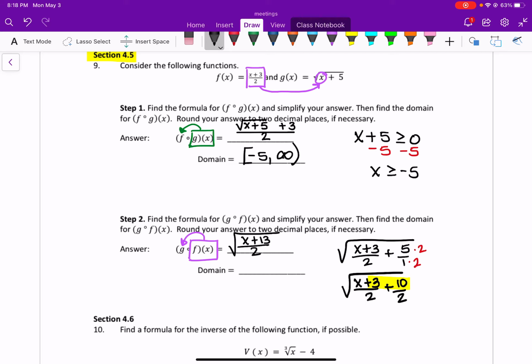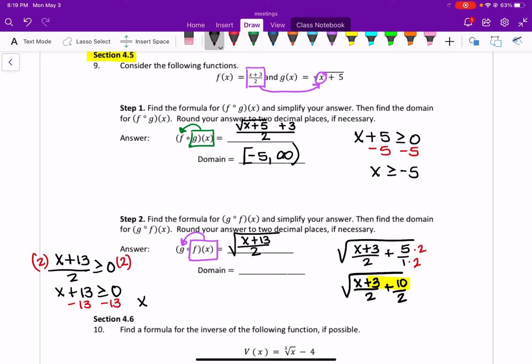And then we're going to talk about our domain. Again, we're going to ask ourselves, is there a square root? Hopefully you're saying yes. And we're asking ourselves, is there a variable in our denominator? We're saying nope, no variable down there in the bottom. So we're going to take the inside of that guy. So this is going to be x plus 13 over 2 is greater than or equal to 0. To get rid of that 2 in the denominator, we are going to multiply both sides by 2. So now we have x plus 13 still greater than or equal to 0. We're going to subtract that 13 from both sides.